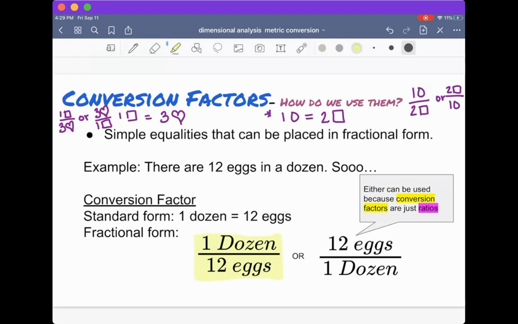And the reason we can flip-flop the numerator and the denominator is because conversion factors are just ratios. And you could say, with a ratio, you can say 1 to 3, or you can say 3 to 1, depending on what the 1 means and what the 3 means.